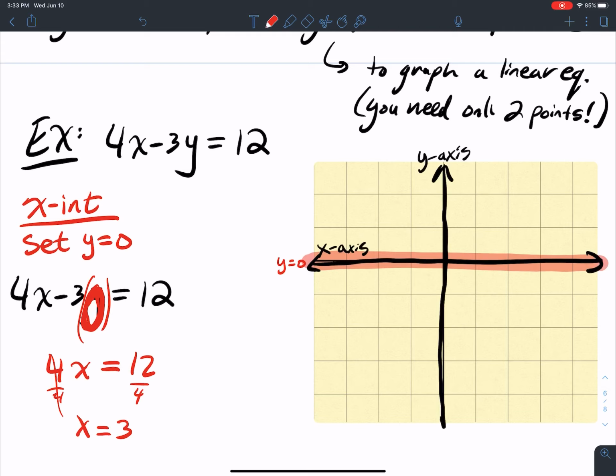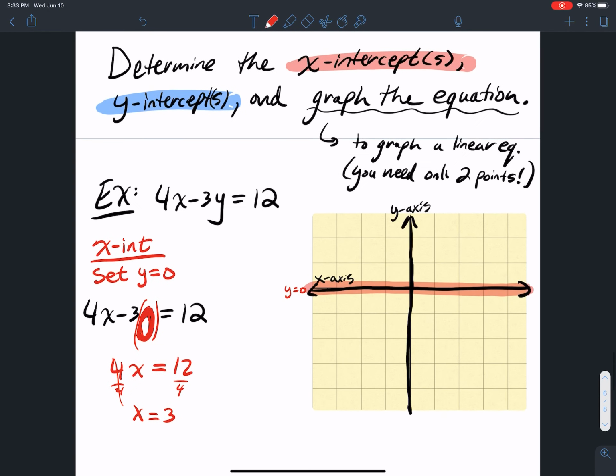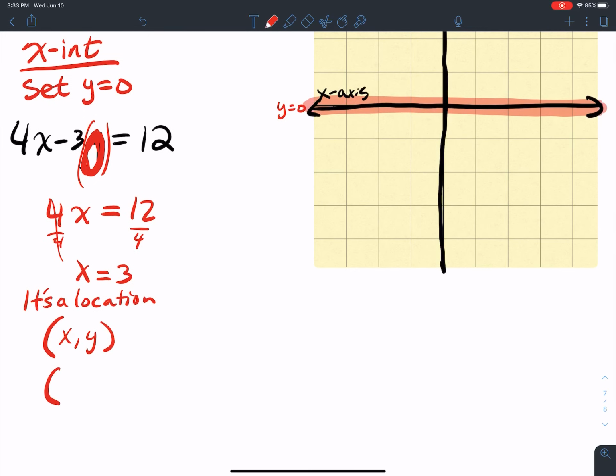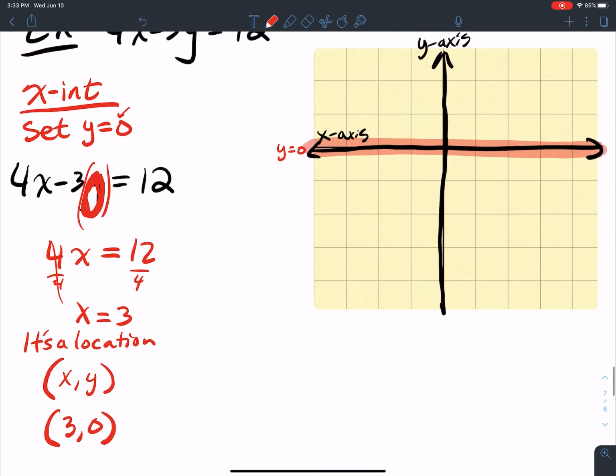So x equals 3, that's an equation. I want to know the location. The intercepts are locations. So the biggest mistake I see is people say the answer is x equals 3. Technically, it's an xy coordinate. So what is the xy coordinate? It's 3, comma, and then what was y equal to? It was equal to 0. So 3, comma 0. So 1, 2, 3. So 3, comma 0 is the x-intercept.